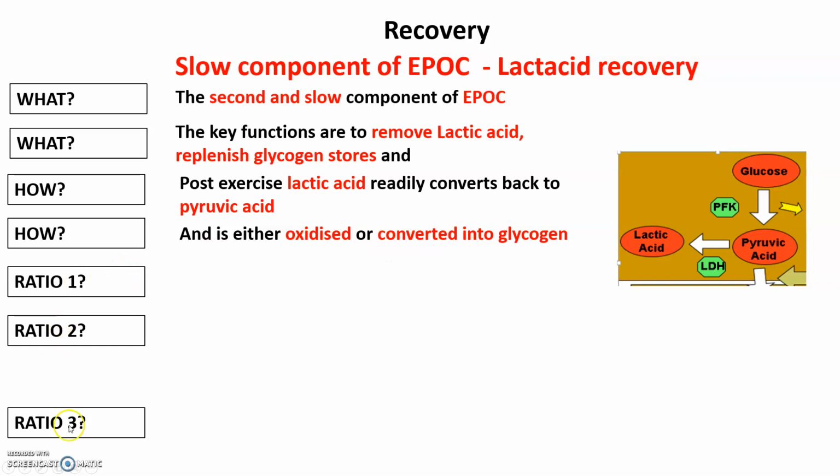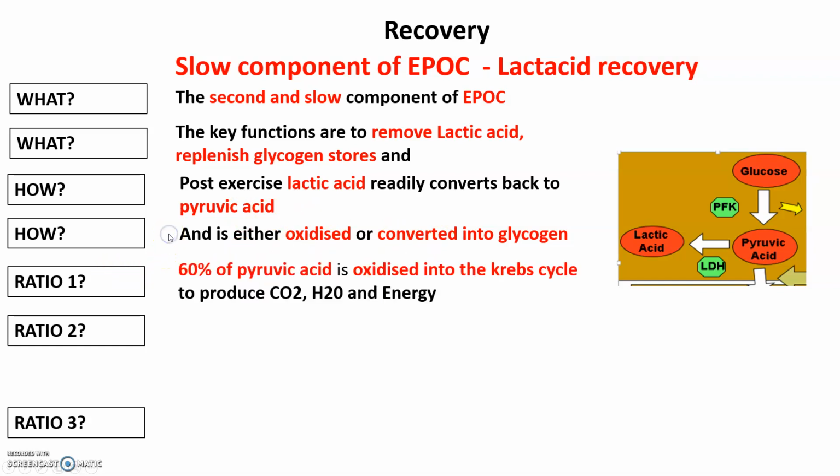Now we need to know the ratio of how much pyruvic acid is oxidised and how much is converted into glycogen. So ratio 1: 60% of pyruvic acid is oxidised into the Krebs cycle. This is, remember, post-exercise, during EPOC. This produces CO2, H2O that we sweat out, and energy. So that is one part of what happens to pyruvic acid.